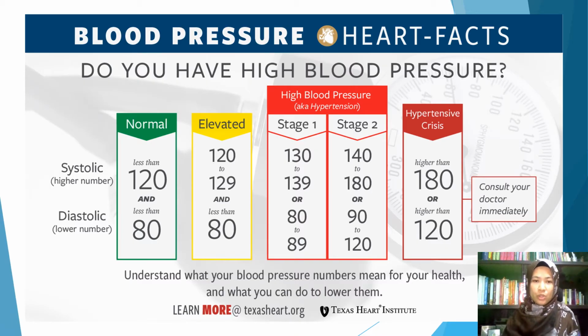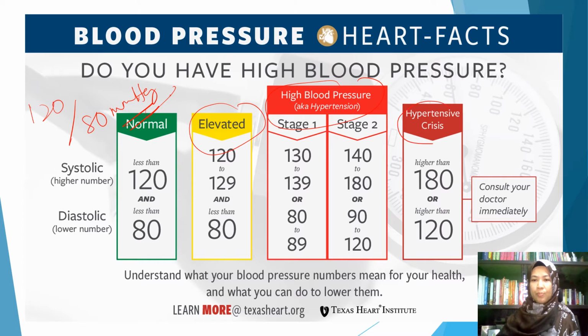So blood pressure. You can check your blood pressure by using a sphygmomanometer. Digital, memang banyak dijual. Dekat Shopee jual, dekat pharmacy pun ada jual. Boleh check, mungkin seminggu sekali. So ini yang normal lah, 120/80 mm Mercury. Ini unit bagi blood pressure. Ini contoh bagi elevated, high blood pressure and hypertensive crisis. Ini dah critical, memang kena consult doktor.